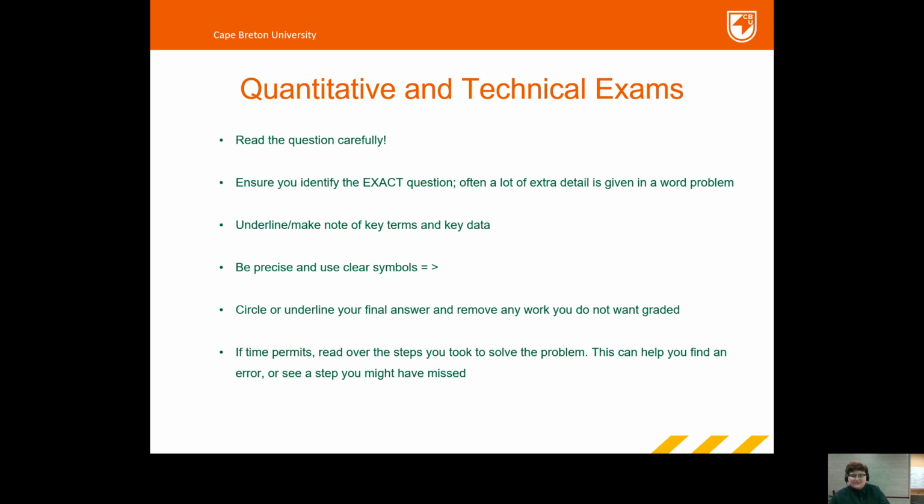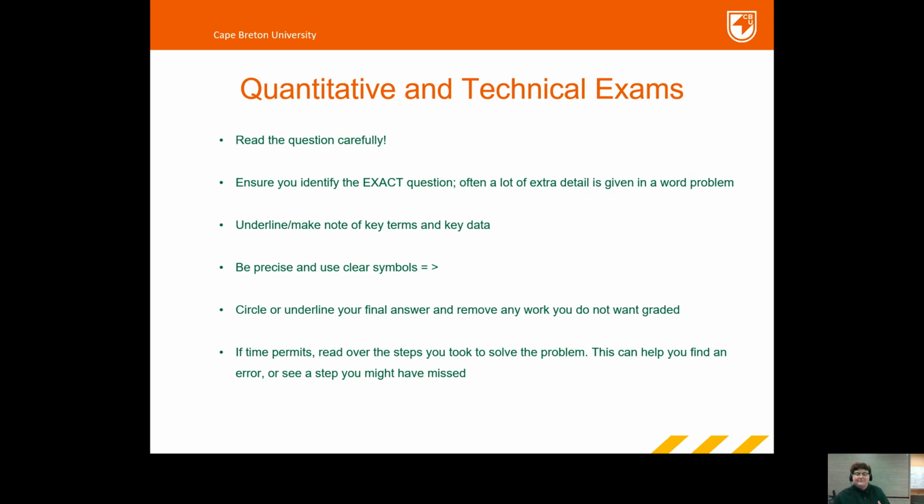The same may apply for a statistics question. Underline again, make note of key terms, key data, be precise and use clear symbols. So if you're using a pencil, make sure you have a good clear pencil line. You're maybe circling your answer or underlining your final answer, and remove any work that you don't want graded.